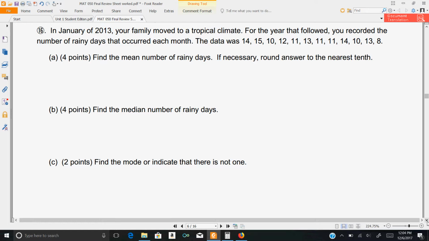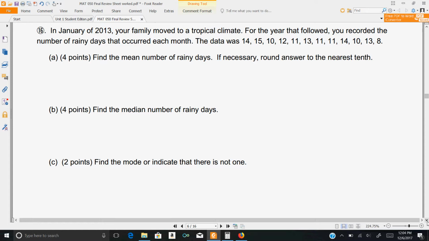In January of 2013, your family moved to a tropical climate. For the year that followed, you recorded the number of rainy days that occurred each month. The data was 14, 15, 10, 12, 11, 13, 11, 11, 14, 10, 13, and 8. That means in the first month there were 14 rainy days, second month there were 15 rainy days, and so on. So find the mean number of rainy days. If necessary, round the answer to the nearest tenth.